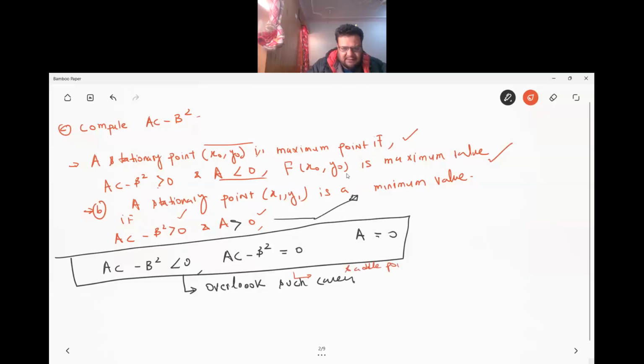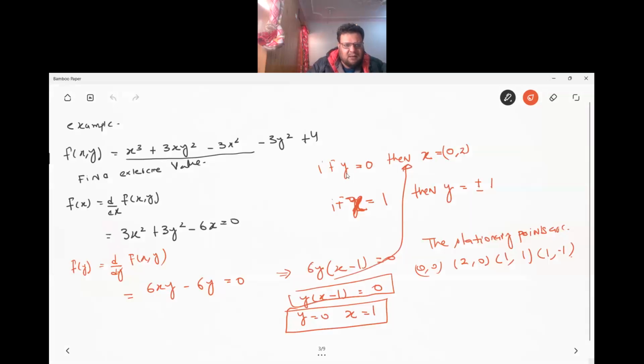Now let me take an example. Here, one simple example I have taken. A function is given: x cube plus 3xy square minus 3x square minus 3y square plus 4. Now I need to find the maxima and the minimum value. First, for this function f of xy, I have to take d by dx of f of xy.